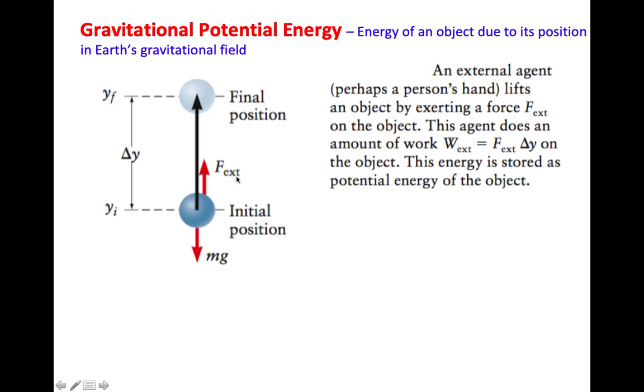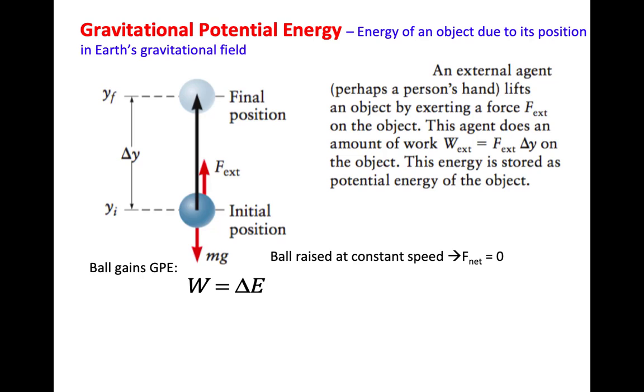The F external is the force by the hand, which is equal in magnitude and opposite in direction to the weight of the ball. And during this process the ball gains the height delta y. So ball is raised at constant speed, which means that the net force is 0, and ball is gaining gravitational potential energy. Why can we write this equation? W equals change in energy because of work energy theorem.